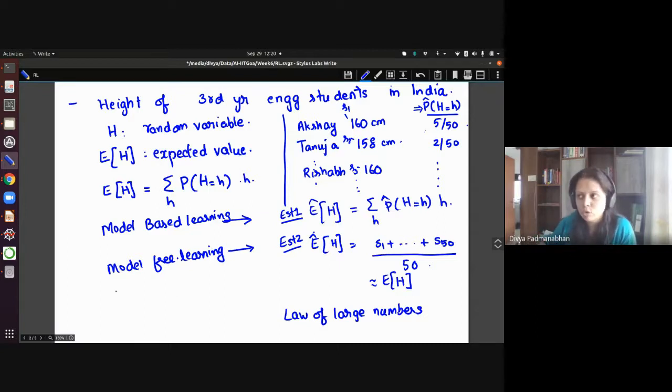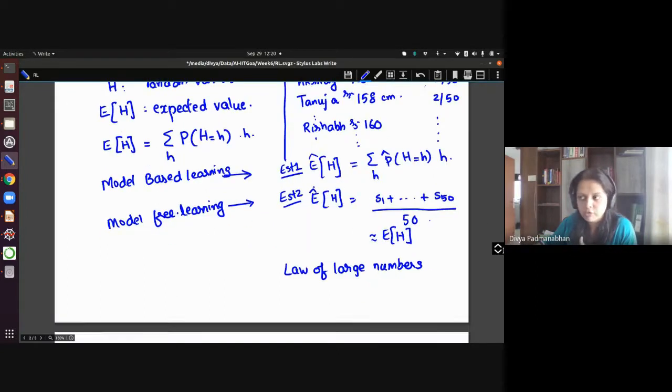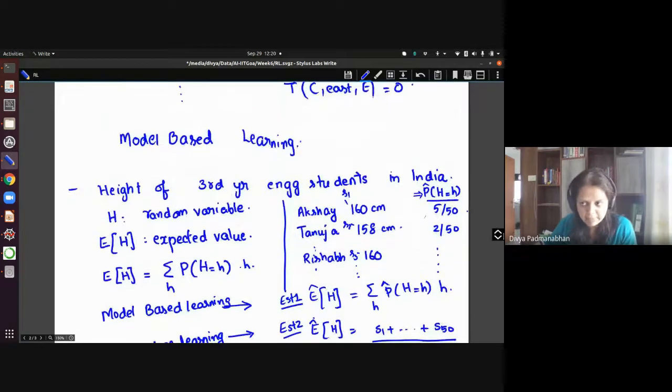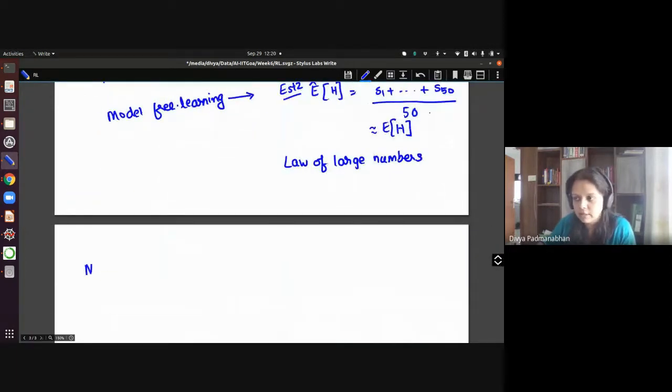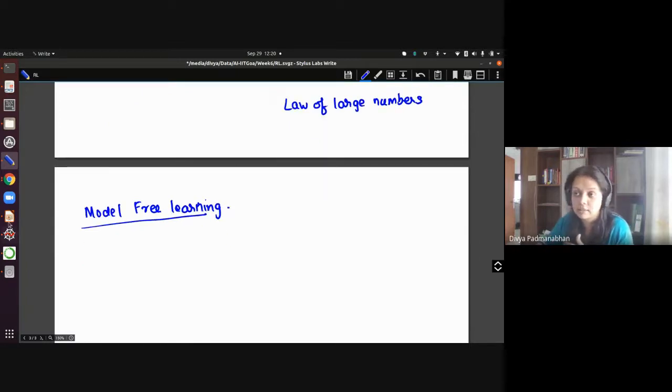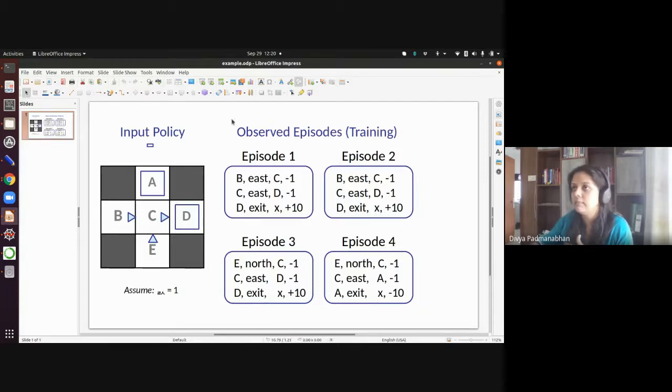So what we're going to do now is model free learning in MDPs. In RL, you have an MDP and you're learning the transition probabilities and the reward functions, and we are going to go for a model free learning approach. Again, I'm just going back to the example that we did yesterday. So let me just copy this back.